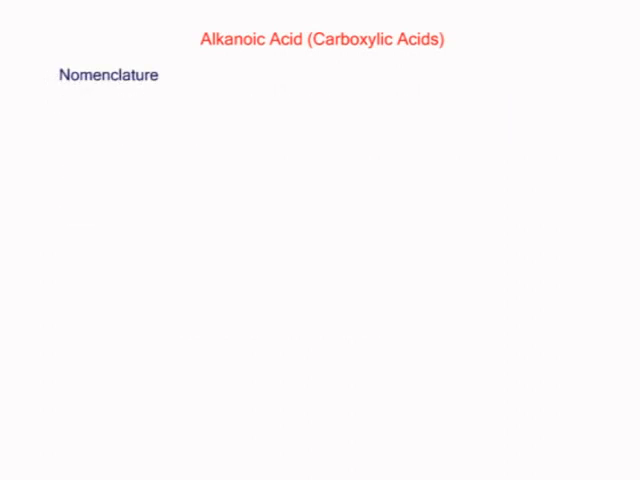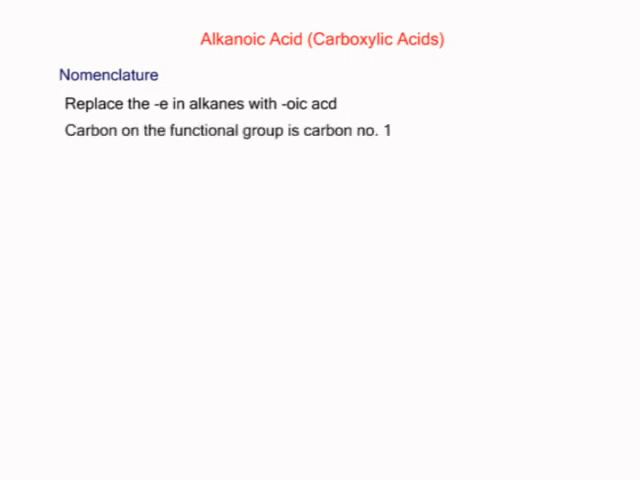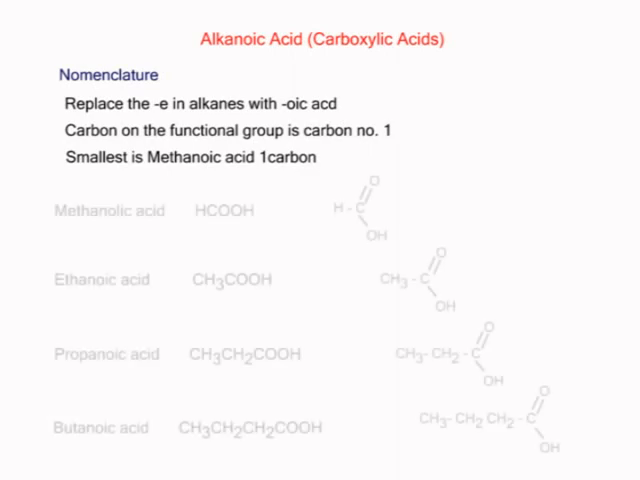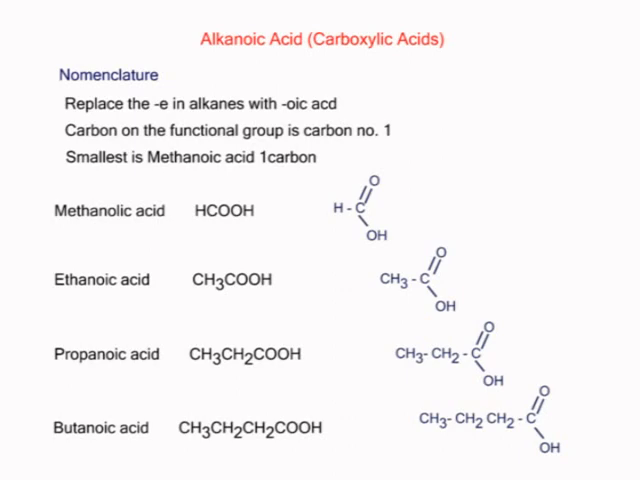Nomenclature of alkanoic acids. Alkanoic acids are named by replacing the e ending of the corresponding alkane with the suffix oic, and then acid is added at the end. The carbon atom to which the functional group is attached is given carbon number 1, and the simplest member of the alkanoic acid series is when n is equal to 0, so we shall have methanoic acid.